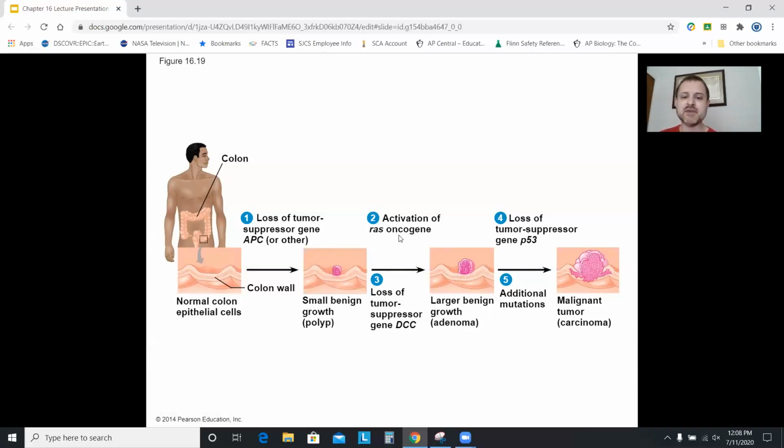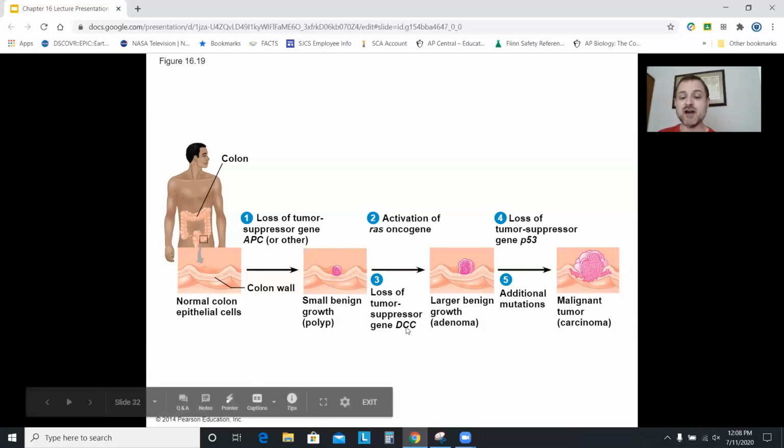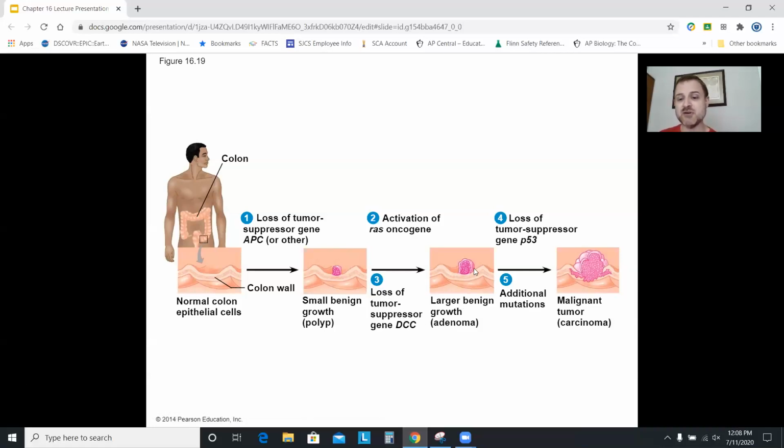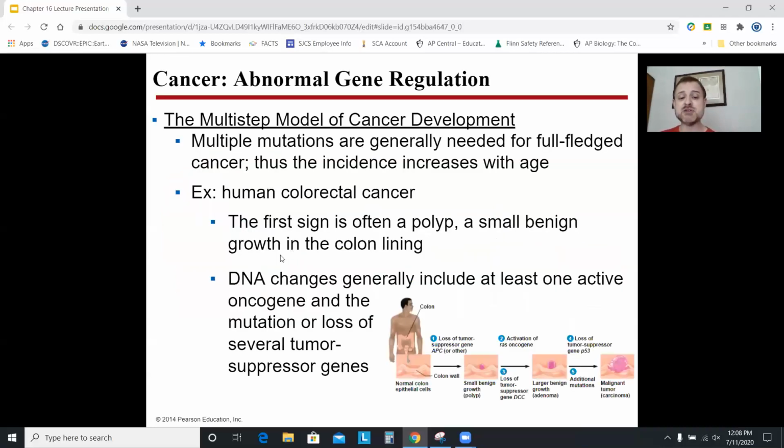Then I'm gonna mutate the RAS proto-oncogene, so now they get expressed more. I'm gonna turn off another tumor suppressor gene. The thing keeps growing. Turn off another tumor suppressor gene. Maybe here I turn off the gene that makes the cells stick together. The cells leave, they get into your blood and it spreads. So oftentimes you need to have multiple oncogenes and tumor suppressor genes that have been mutated to get cancer.